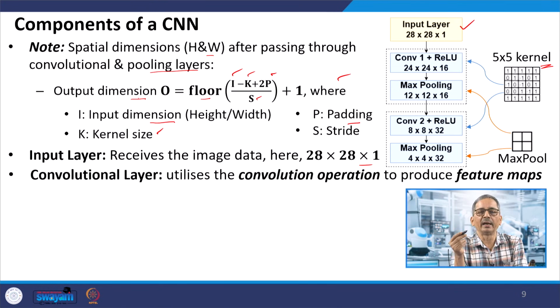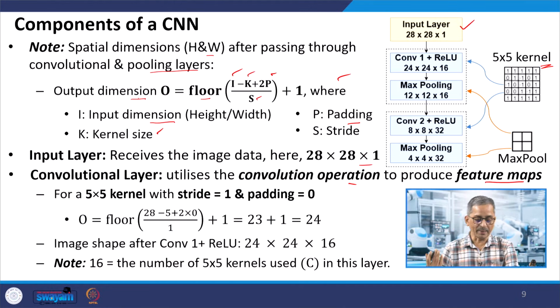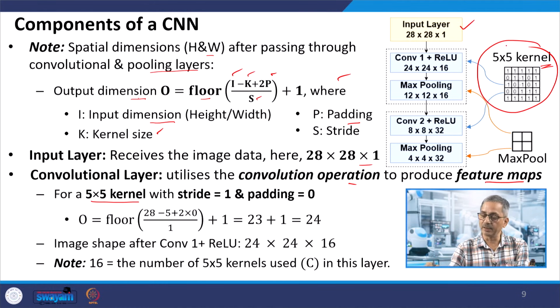The convolution layer utilizes the convolution operation to produce the feature map, and what the convolution operation is, we have seen in the previous slide. So, suppose I have a 5 cross 5 kernel, as we are seeing over here, with stride 1, that is, it is moving 1 pixel when this window is moving, and we do not have any padding. So, padding 0, because my input layer is 28 cross 28. So, this 28 is there, then the kernel size is 5.